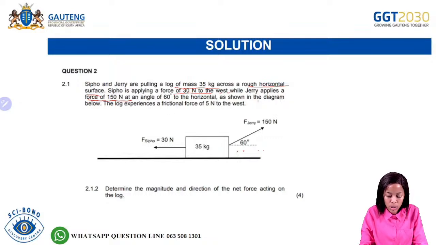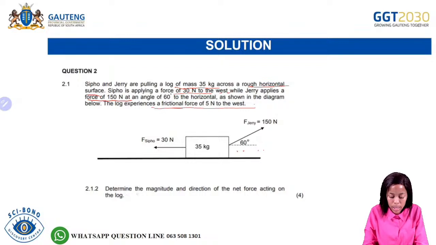And then it says, as shown in the diagram below, the log experiences a frictional force of 5 Newton to the west. So frictional force is in which direction? It is going to be to the left hand side. So 2.1.2 says determine the magnitude and the direction of the net force acting on the log.